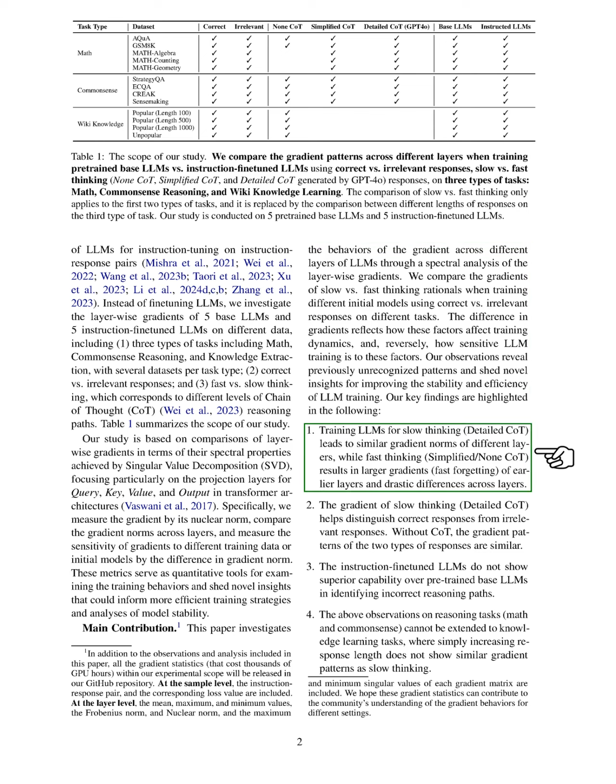We observe that training LLMs for slow thinking leads to similar gradient norms across layers, while fast thinking results in larger gradients in earlier layers and significant differences across layers. The gradients from slow thinking help distinguish correct responses from irrelevant ones, whereas without a structured reasoning approach, the gradient patterns for both response types are similar. Additionally, instruction fine-tuned LLMs do not outperform pre-trained base LLMs in identifying incorrect reasoning paths. These observations from reasoning tasks do not apply to knowledge learning tasks, where simply increasing response length does not yield similar gradient patterns as slow thinking.